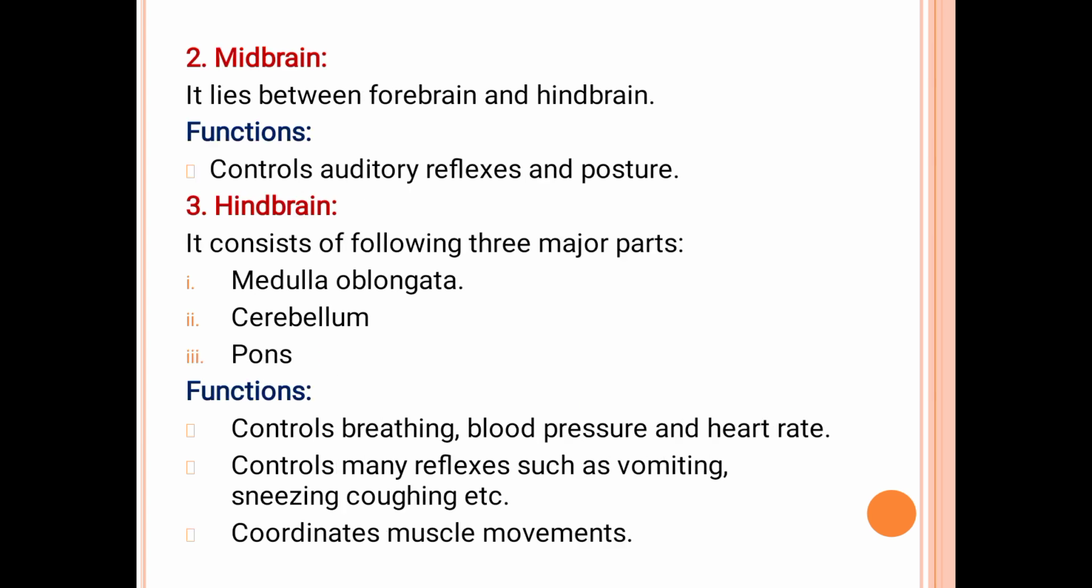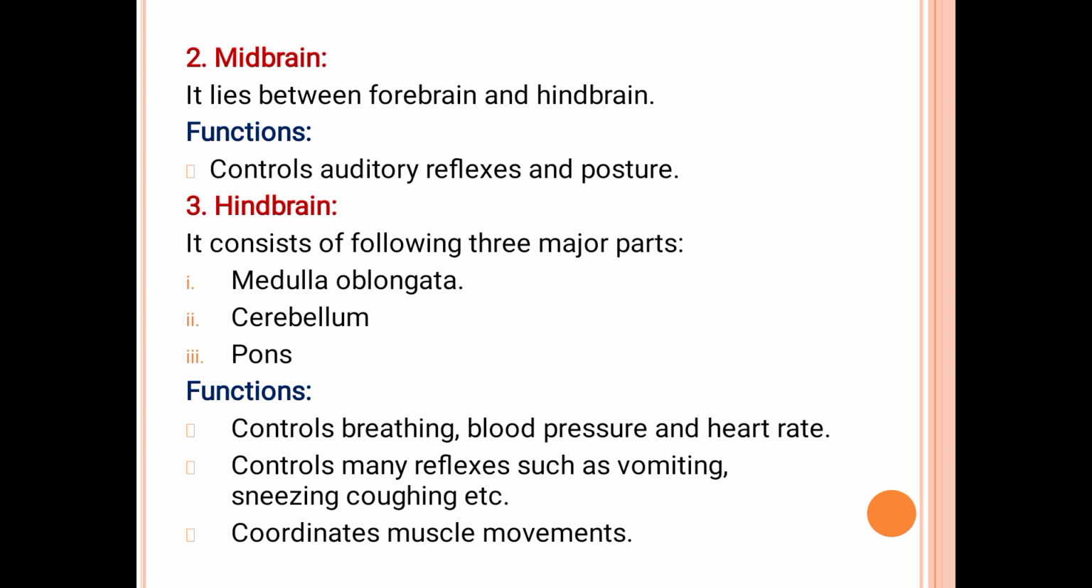On the second number, that is called midbrain. As the name indicates, this part of brain lies between two other parts, that is forebrain and hindbrain. What are the functions of midbrain? It controls auditory reflexes and postures. It also receives sensory information and sends it to the appropriate part of forebrain.